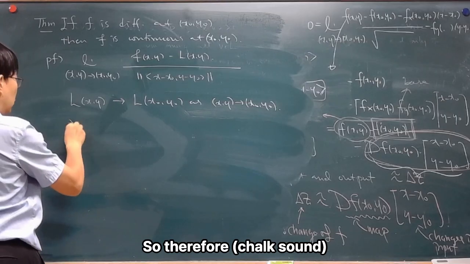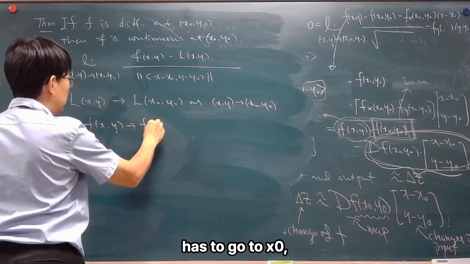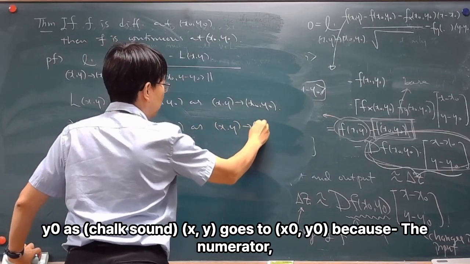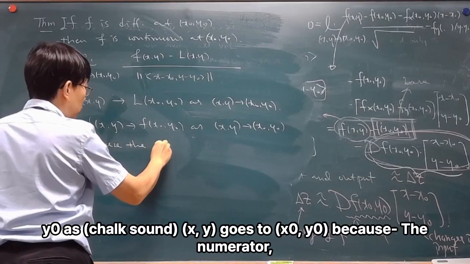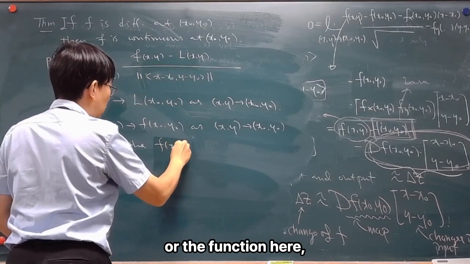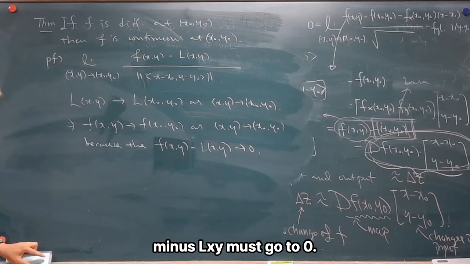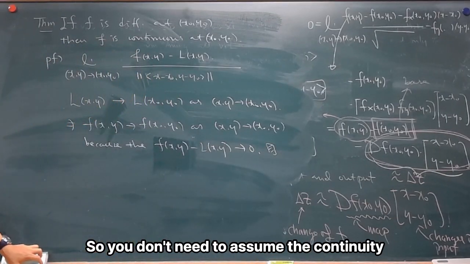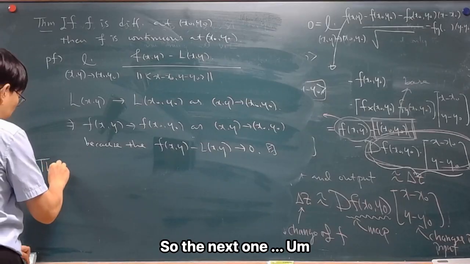So therefore, f has to go to f(x0,y0) as x,y goes to x0,y0, because the numerator, the function here minus L(x,y), must go to 0. Okay, so that's the proof. So you don't need to assume continuity to define differentiability. All right, so the next one.